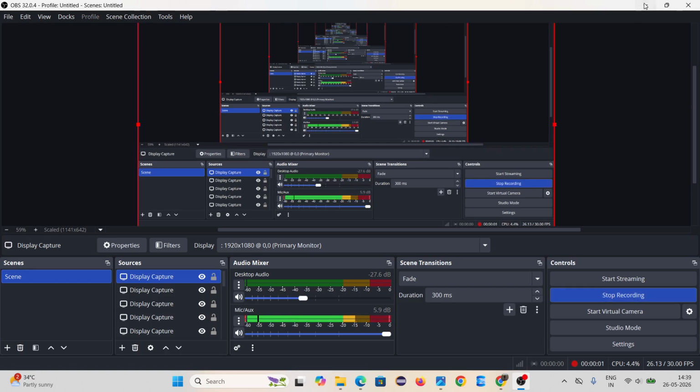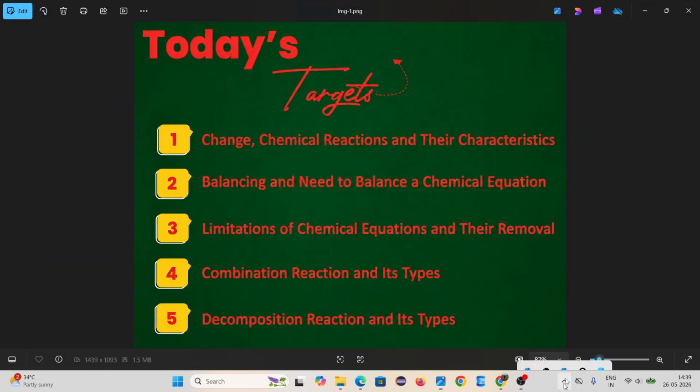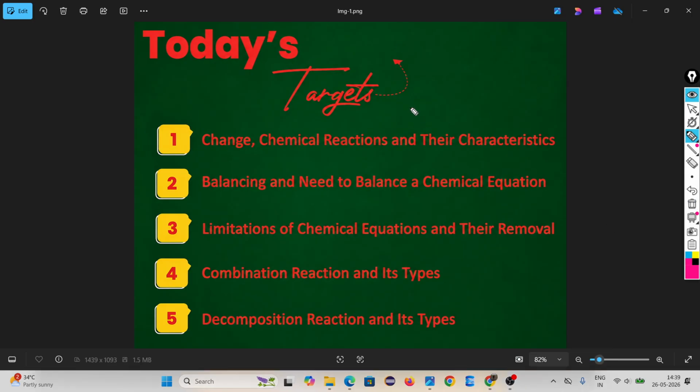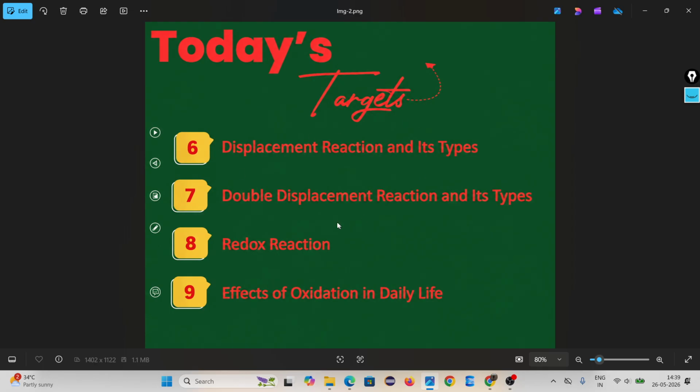Okay, look. In the last class, we discussed chemical reactions and equations. So in this chapter, we will learn this many things. This is the introduction, what we are going to learn in this chapter.